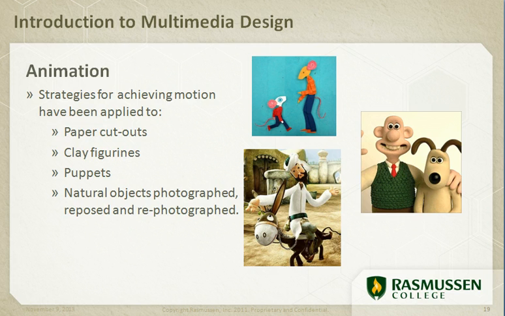Strategies for achieving motion have been applied to paper cutouts, as we see here in this example, clay figurines, puppets, or even natural objects that are photographed and reposed and rephotographed, which is similar to what you see with puppets and claymation.